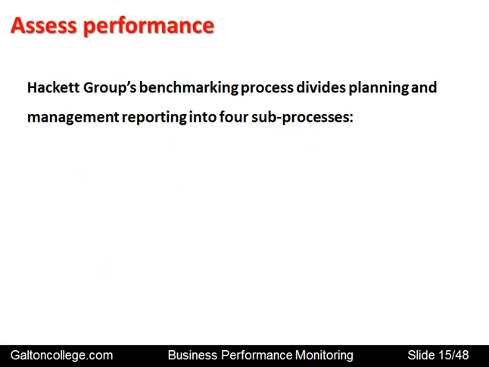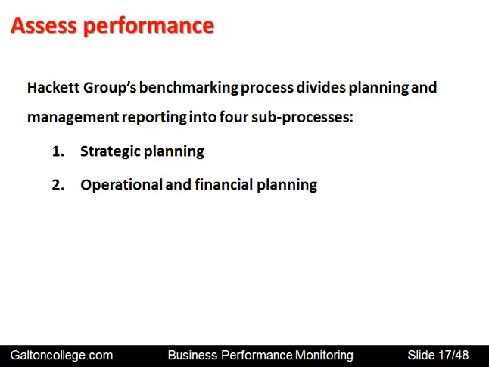Now, the Hackett Group's benchmarking process divides planning and management reporting into 4 sub-processes. First of all, strategic planning. Well, strategic planning is at the macro level. This is at the organizational level, where it's looking long term. It's trying to position the organization within the market long term. It involves senior management. It involves a lot of information, careful thought to see where the organization is going to be placed in the market long term.